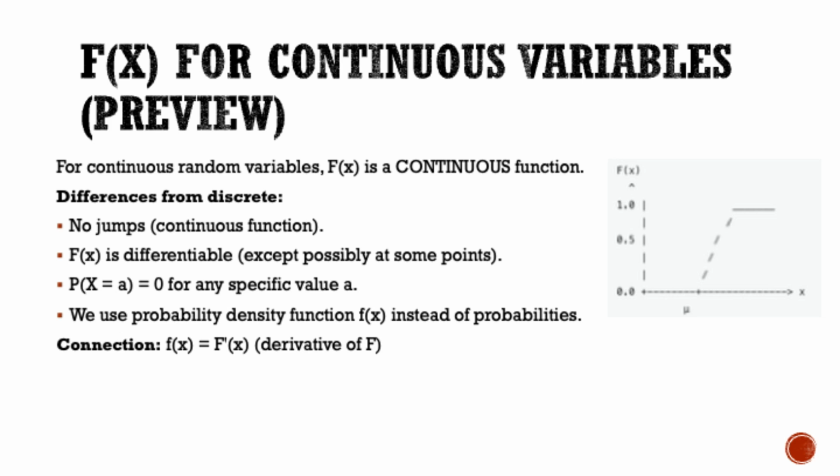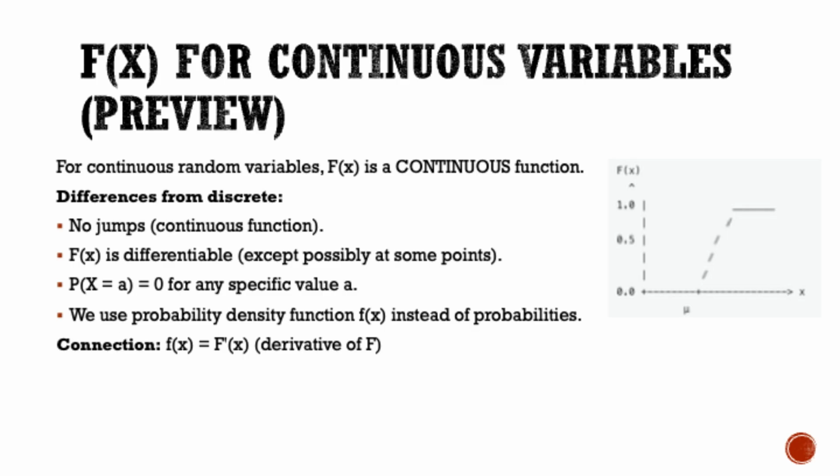Fourth, instead of using individual probabilities like we did for discrete variables, we use a probability density function denoted by f(x). The density function is not a probability itself. It's a function that describes how probability is distributed across the range of possible values.